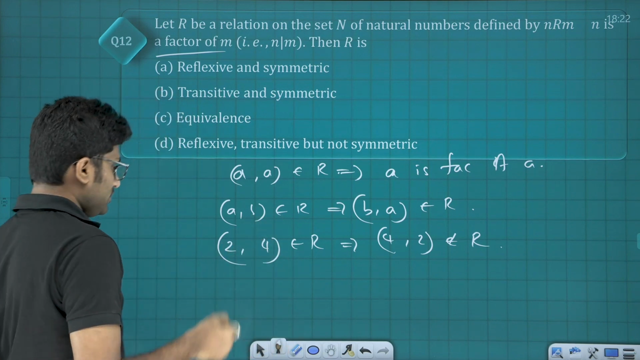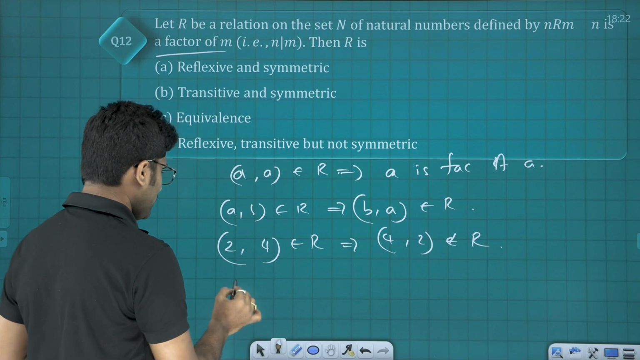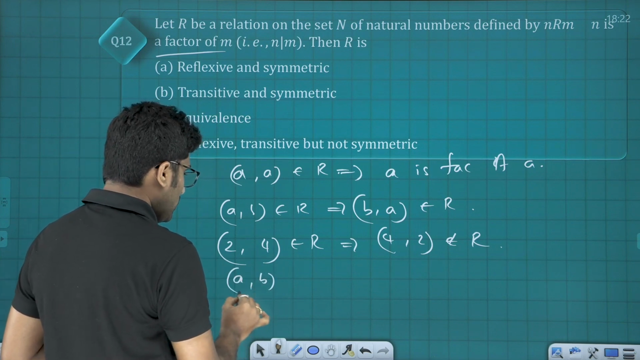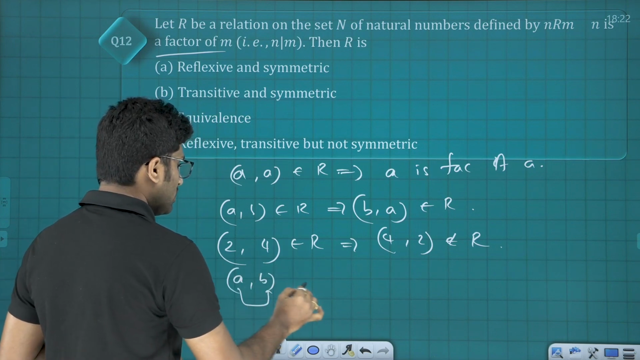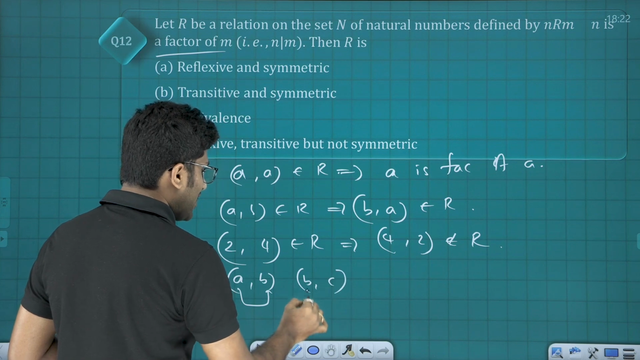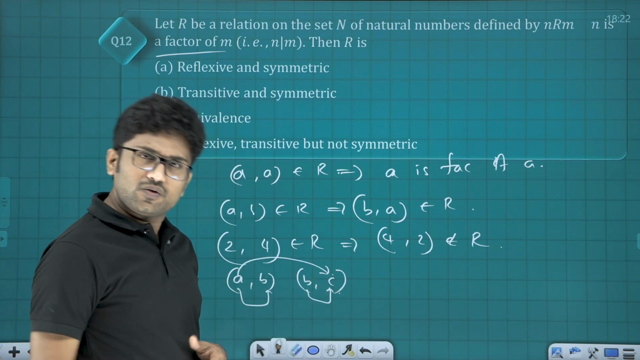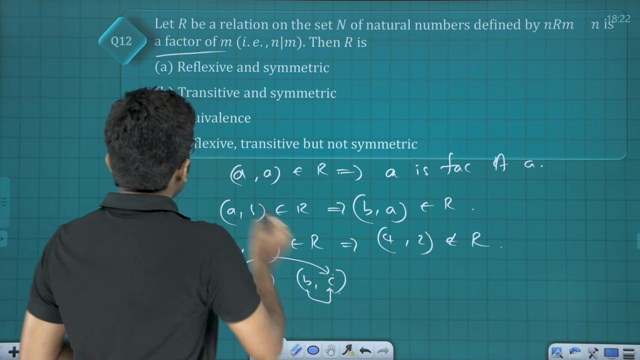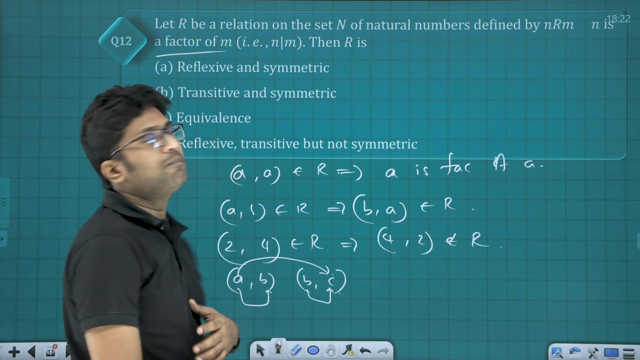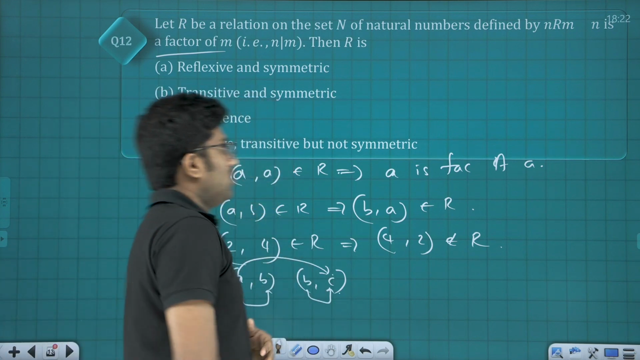Let's see transitive. For sure it is transitive, friends. Because if A is a factor of B and B is a factor of C, for sure A will also be a factor of C. So it is reflexive, transitive but not symmetric.